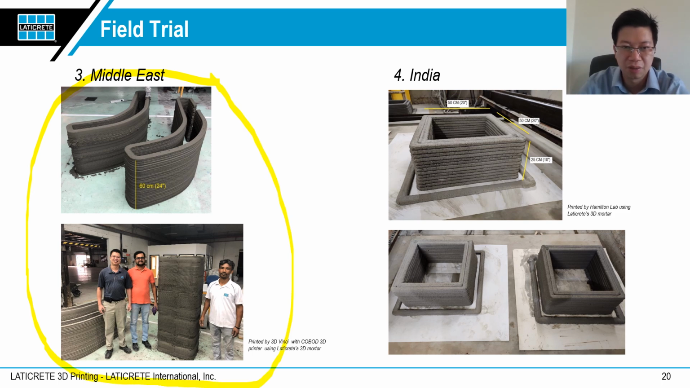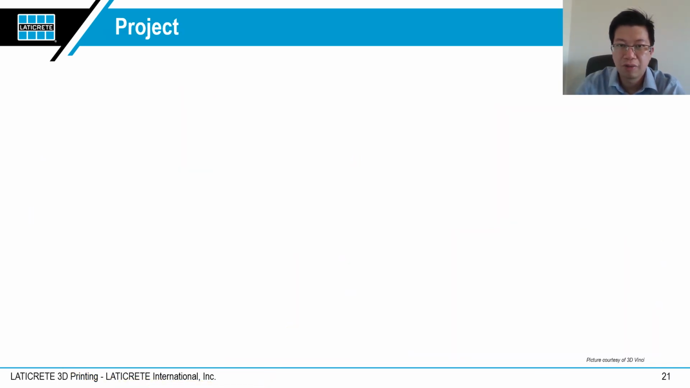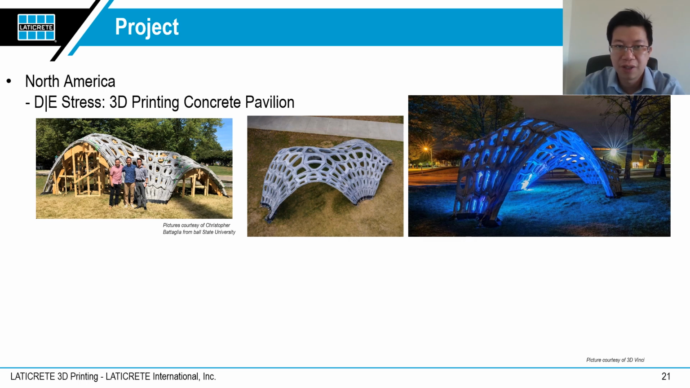So it can be seen here. This is the test we conducted with 3D Vinci, and with their help, we are able to understand better about our materials. In India, we collaborated with Hamilton Lab, a 3D printing company based in Singapore, for the 3D printed restroom project. So from the field trials, we finally scaled up to construction projects. So far, we've done 2 large-scale printing projects. One is DE Stress. It's a 3D printing concrete pavilion designed by Dr. Christopher Battaglia, which was part of Columbus Exhibit 2019 in Indiana.